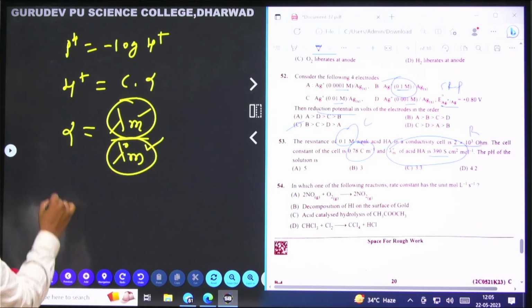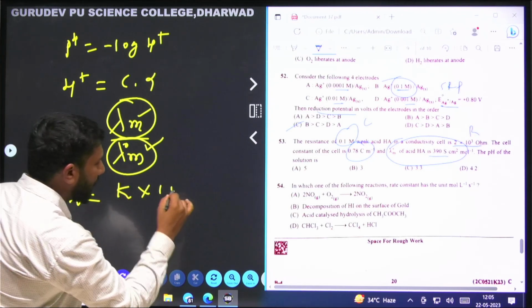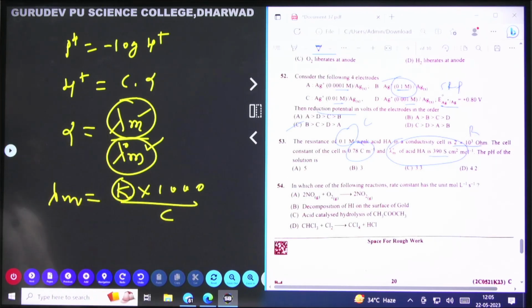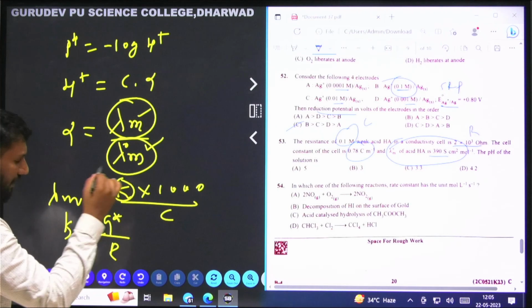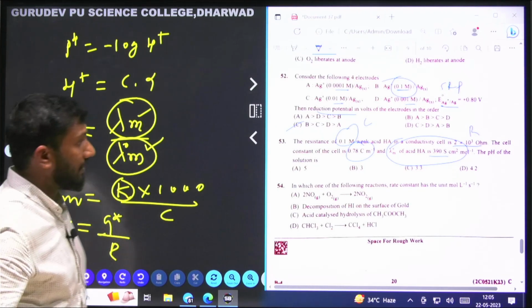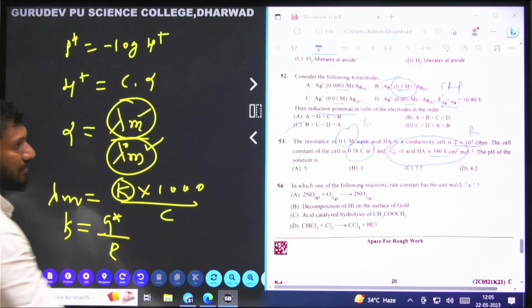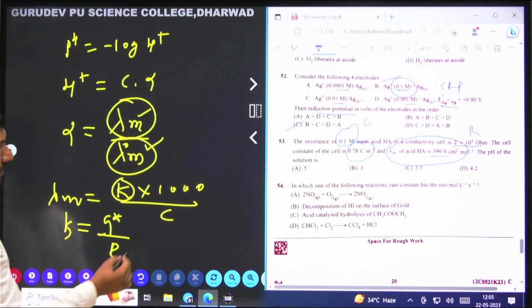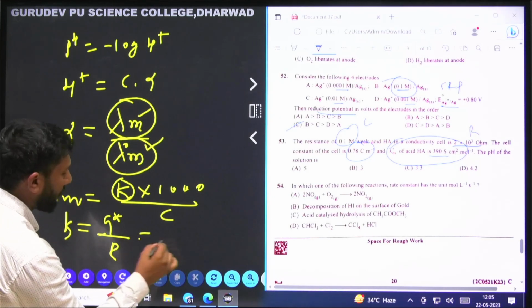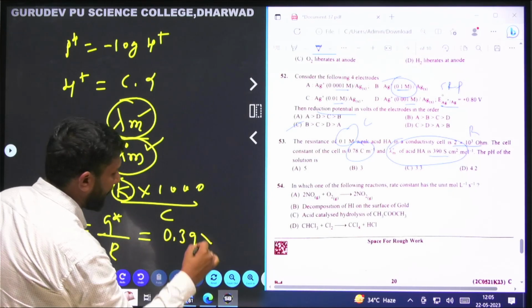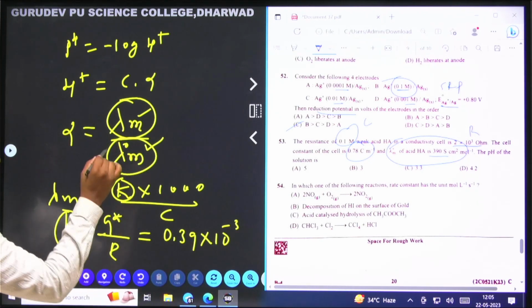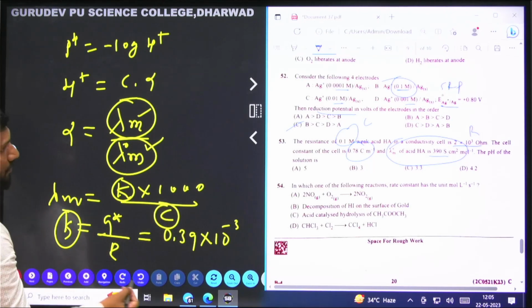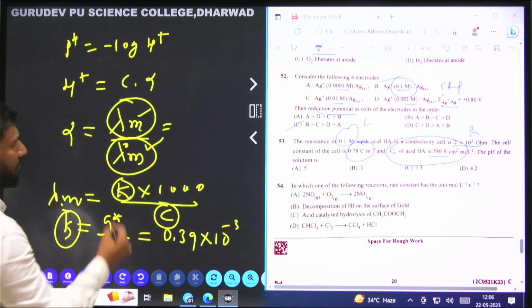So lambda m is equal to K into 1000 by C, where K is the conductivity. Conductivity is equal to G star by R. G star is the cell constant, R is resistance. The cell constant value is given. Cell constant is 0.780 and resistance value is 2 into 10 power 3. So substituting, we get 0.39 into 10 power minus 3. Then we substitute this K value, and the concentration value is already given, 0.1. Substituting that, finally we get the lambda m value.